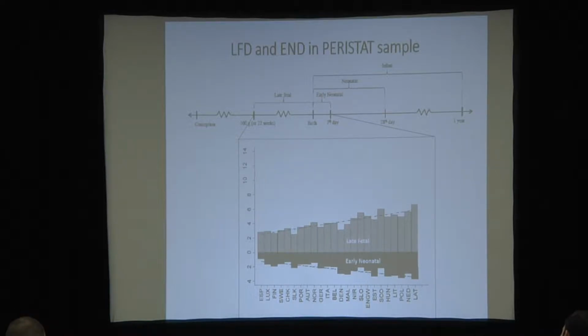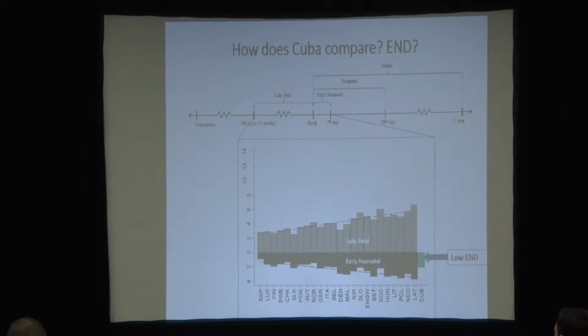And then what do we see? We see basically what we expected, right? For example, countries that are typically low in terms of early neonatal deaths are also low in late fetal deaths. And then on the other side, you have the same story. Countries like Latvia with high early neonatal deaths also have high late fetal deaths. Now, let's look at Cuba here. So Cuba I added at the end there. We have a very low early neonatal death rate. In fact, if you look across that bottom graph there, it's pretty low. It's one of the lowest in the sample, right?